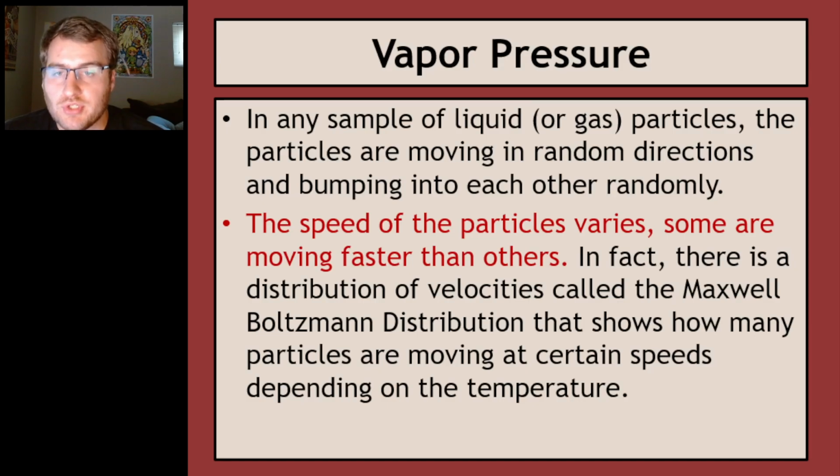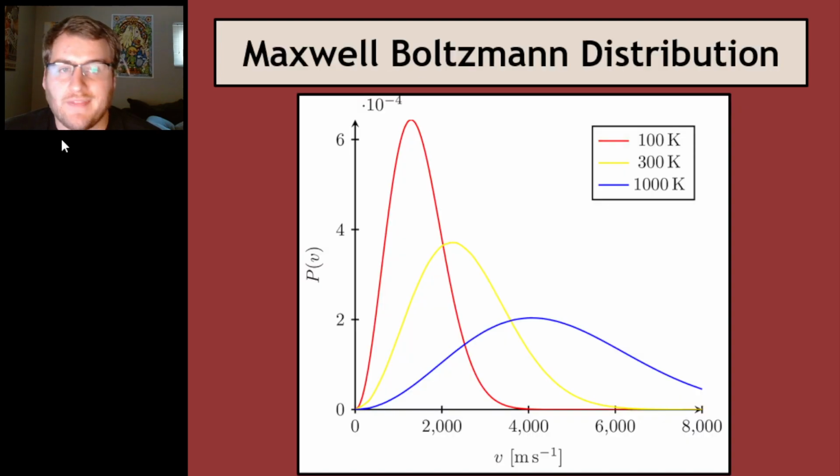There's a distribution of velocities called the Maxwell-Boltzmann distribution that shows how many particles are moving at which speeds depending on the temperature. And to look at that, we have a Maxwell-Boltzmann distribution, or three of them, here. So for whatever gas, this is for a gas, but same deal for liquids, right? For the red one, I have a 100 Kelvin temperature. And all my particles are moving between 0 and, maybe it approaches it asymptotically, but most of them are moving less than 4,000 meters per second.